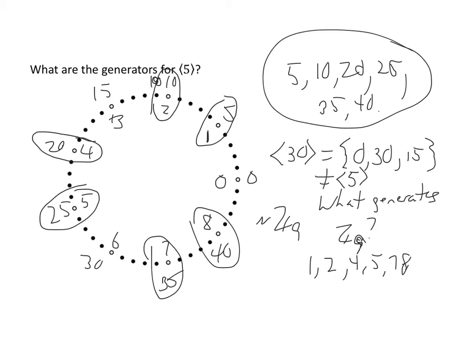So here's the punchline for this. What did we do? We looked at the order of the cyclic subgroup generated by 5.